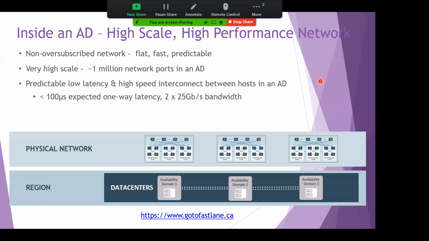The next important point to understand is scalability. We talked about scalability and elasticity in the last session. There is very high scalability, 1 million network ports in each availability domain, which obviously leads to a predictable level of latency that a customer is going to experience.